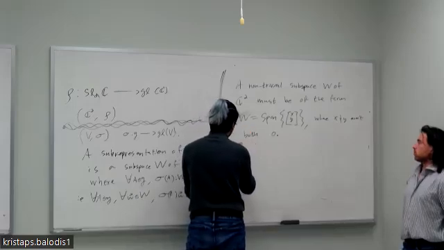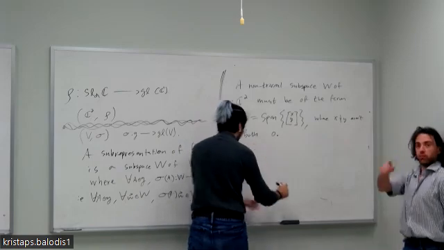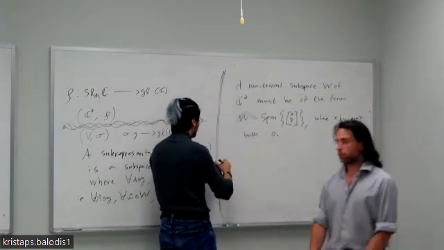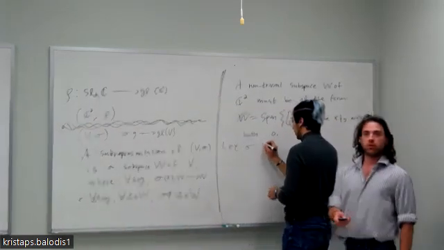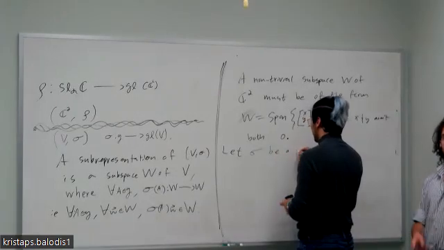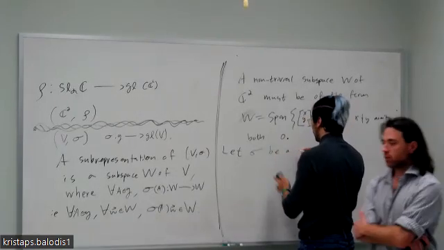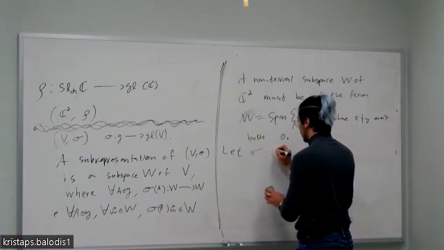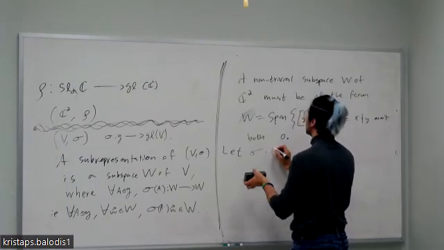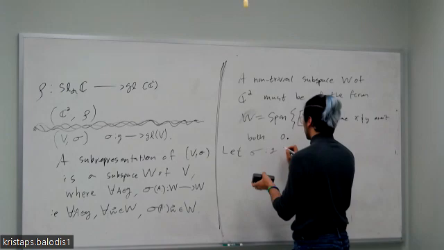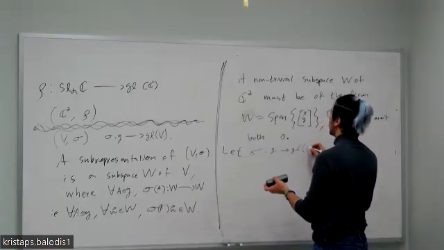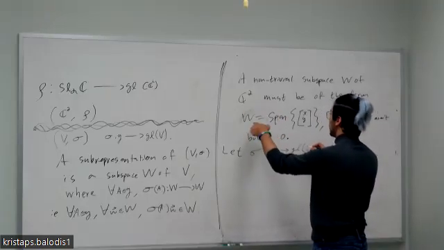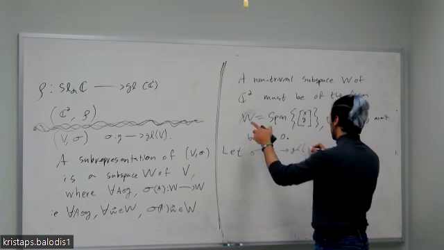Let sigma be a map from the group G to GL of what vector space are we working on? C2.